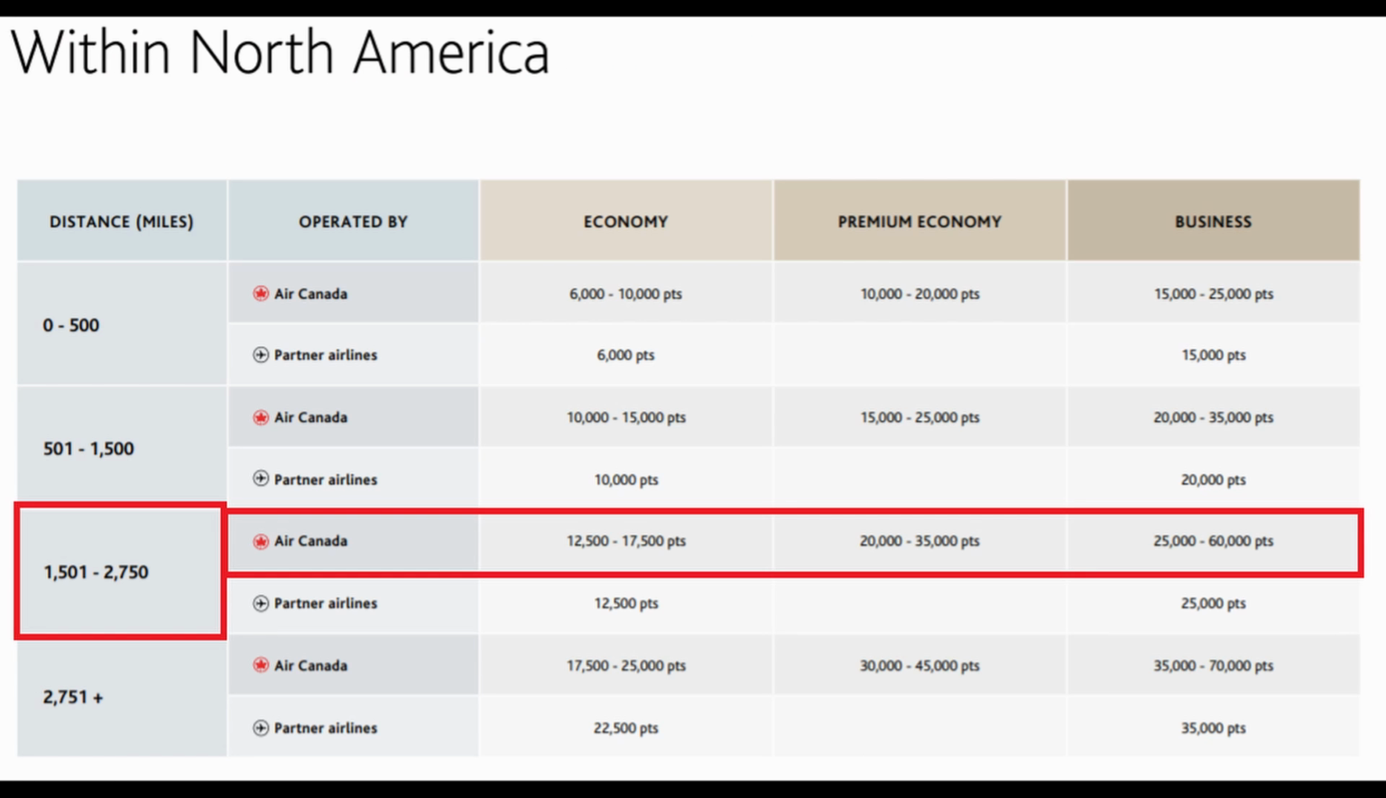We'll use the same Toronto to Vancouver example, and since we're flying on Air Canada on a direct flight totaling 2,085 miles, you should see the cost being around 12.5k to 17.5k for a one-way economy flight, or 25 to 60k for a one-way in business class. On the award chart, they do state that these ranges are for informational purposes only, so let's take a look at how good sometimes and how ridiculous sometimes these prices can range.